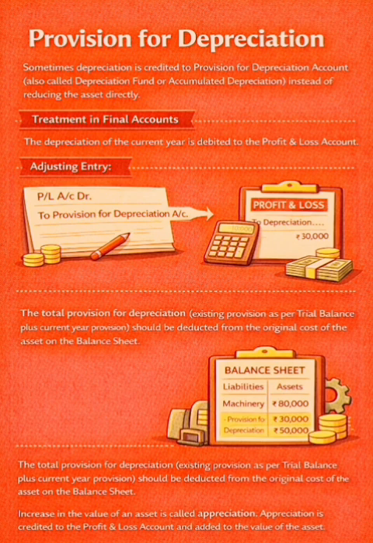Treatment in final accounts. The depreciation of the current year is debited to the profit and loss account. Adjusting entry: Profit and loss account debit to provision for depreciation account. The total provision for depreciation, existing provision as per trial balance plus current year provision, should be deducted from the original cost of the asset on the asset side of the balance sheet.